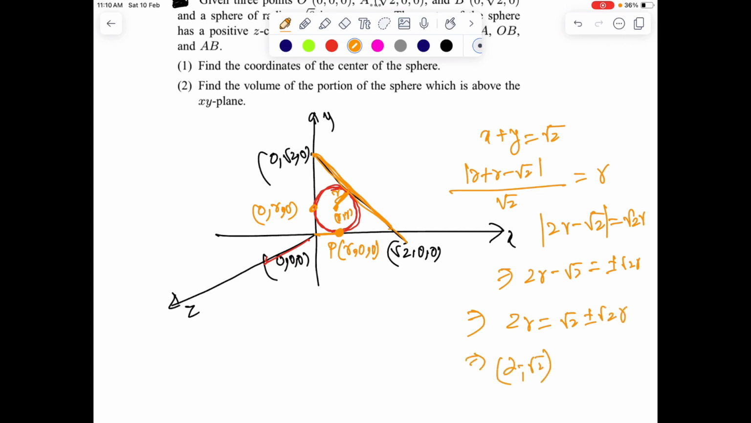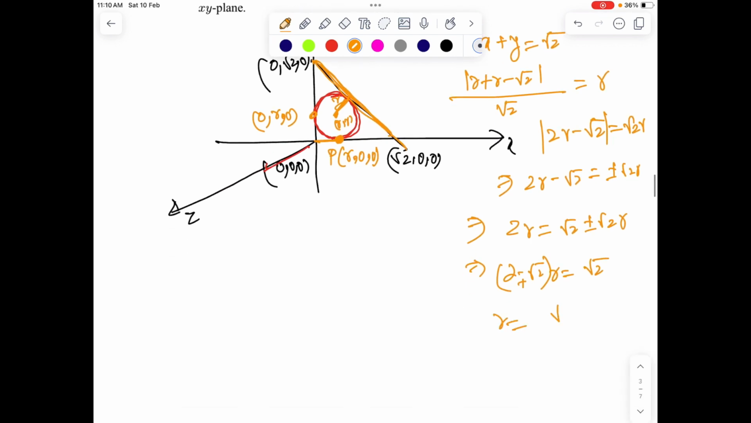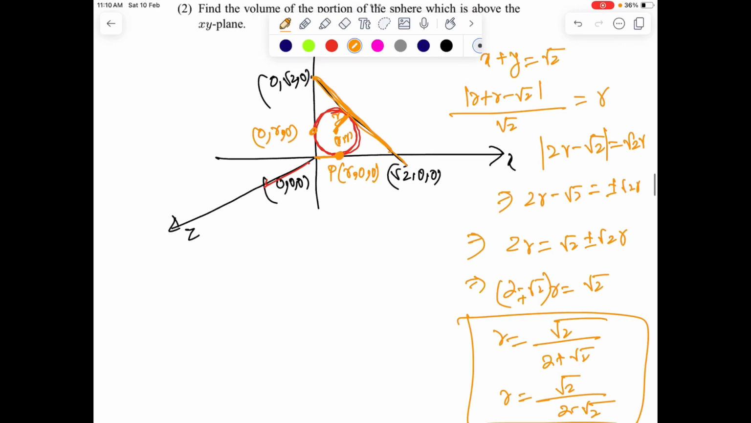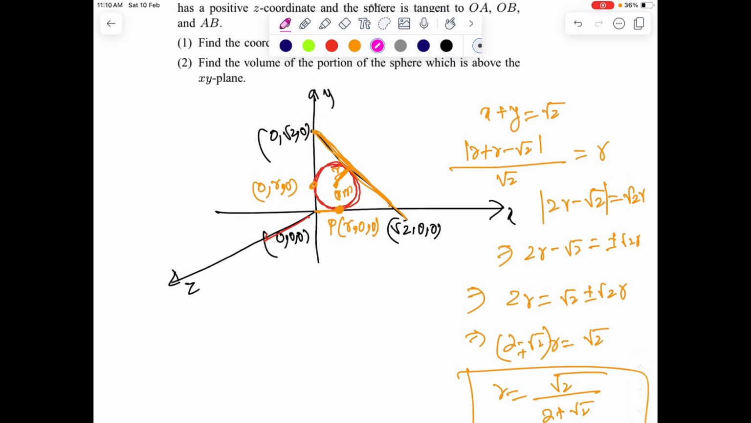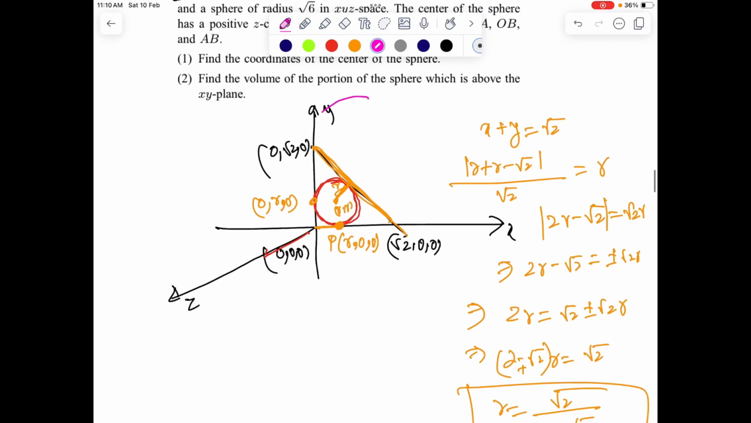which gives us two values. 2r equals root 2 plus minus root 2 r, plus 2 minus root 2 plus root 2 is root 2 r. So r we are getting as root 2 by 2 plus root 2, or r is root 2 by 2 minus root 2. Now what is the significance of these two answers?